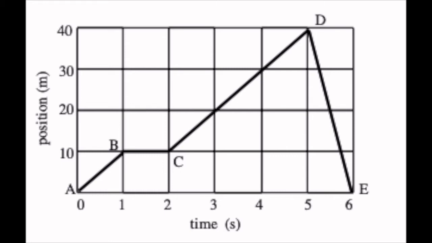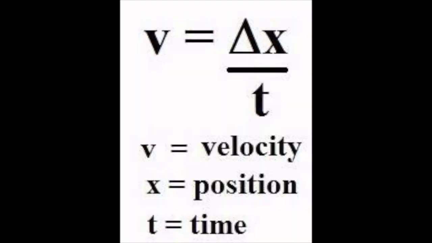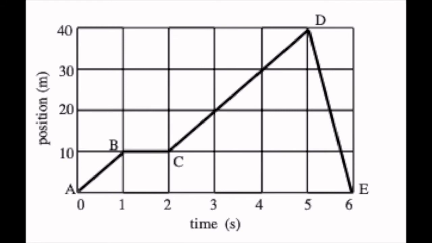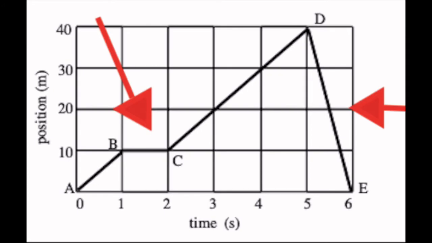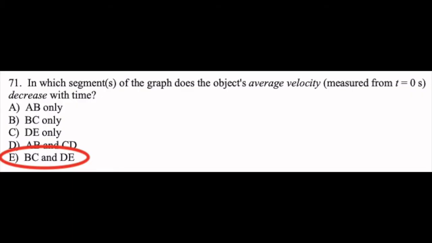In the last segment, segment DE, the body moved backwards. How do we know that? Well, from the position of 40 meters, the body went to the initial position in 1 second. Using the velocity formula, we will realize that velocity is negative because the body moved backwards. So, as we sum up our observation, segments BC and DE contain velocity decrease. The right answer to this question is E.